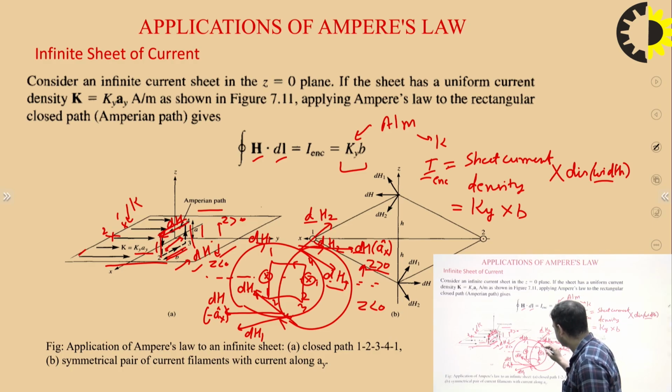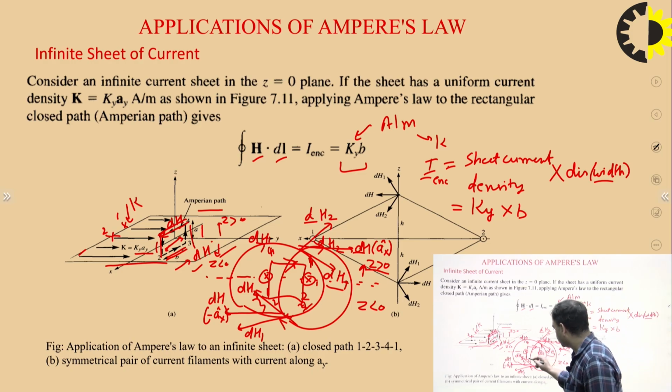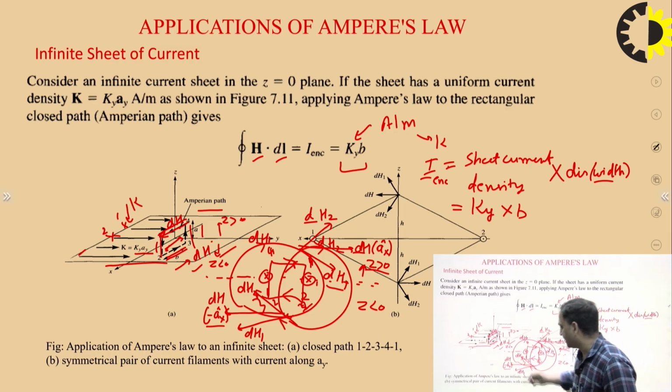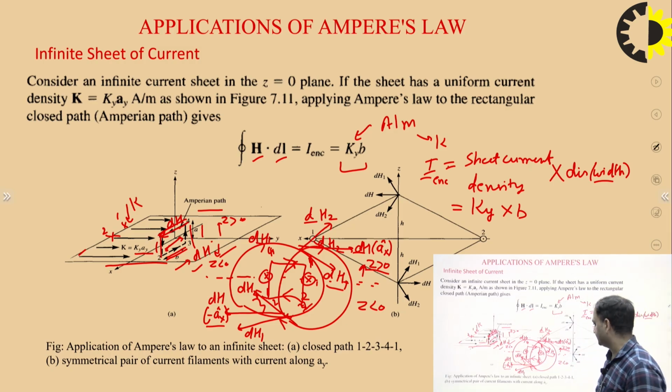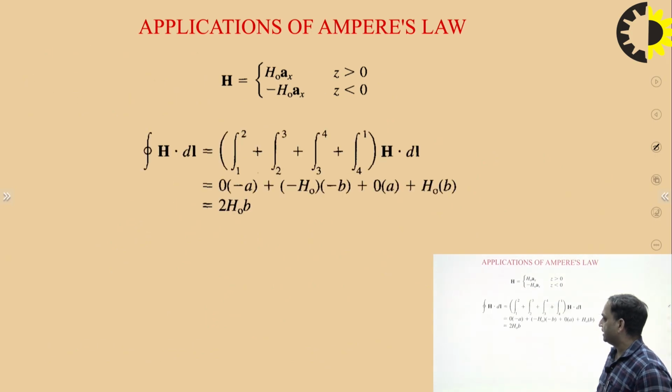So you can take from here 1, 2, 3 and 4. So this one, 4 to 1, will be what? This will be above, Z greater than 0. And 2 to 3 will be Z less than 0. And in this case, the direction of H will be minus of X direction. Okay. So now this concept we will apply in this case by using this equation, H dot dl.